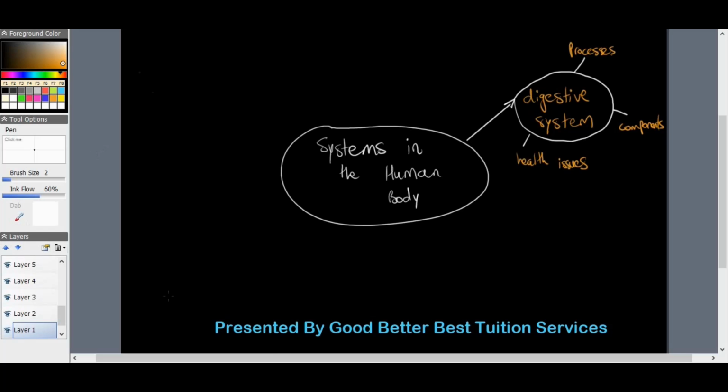First, we're also going to have a look at the integration, which will fill up this mind map as we go along. We'll also look at the integration of these systems in the future as we carry on. So for the digestive system, we're going to look at the processes, the components, as well as the health issues that attack every single system throughout this topic of systems in the human body.